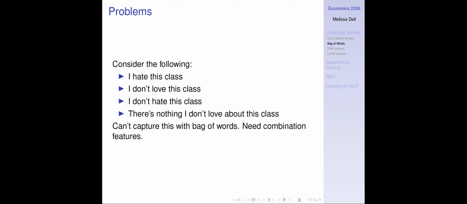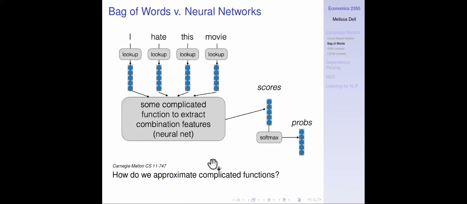You can see how obviously, if you're just treating each word independently and you have just a vector associated with "don't" and "hate" and "love", this is not going to work. You cannot capture this sort of structure. There is nothing I don't love. You can't capture that with bag of words. You need something that takes combinations of words, combinations of features. You just can't do that with just adding up a vector for each word.